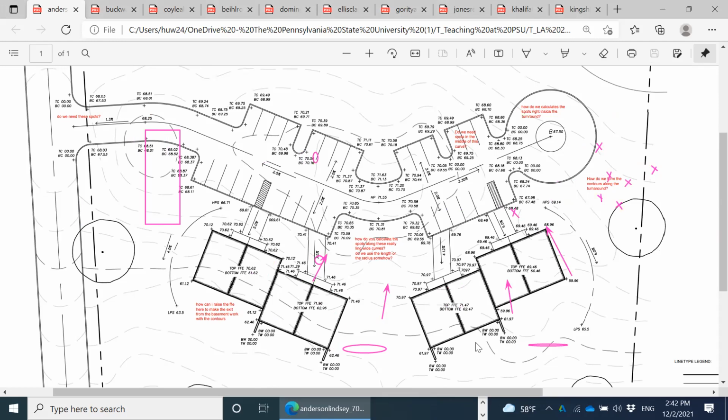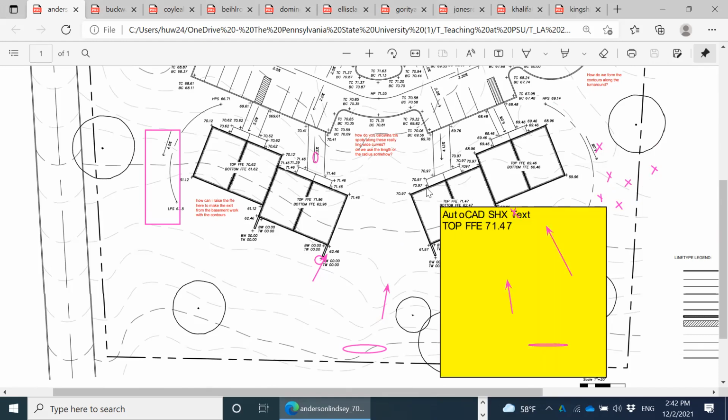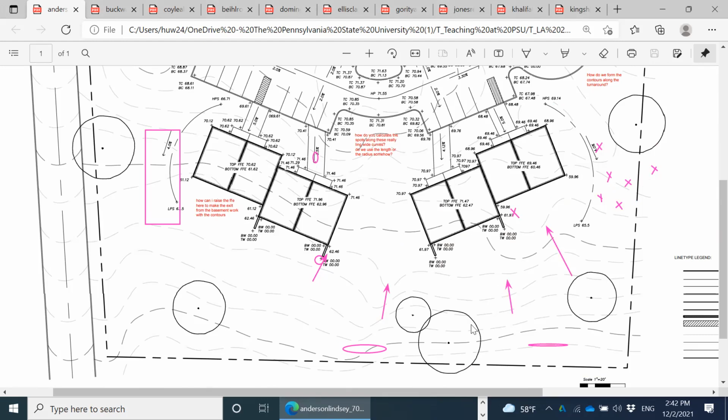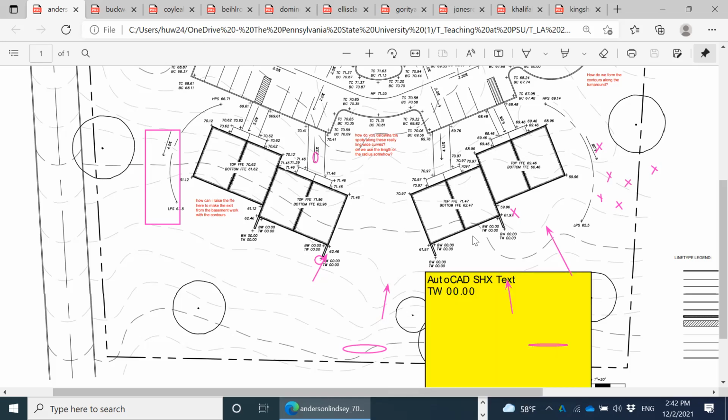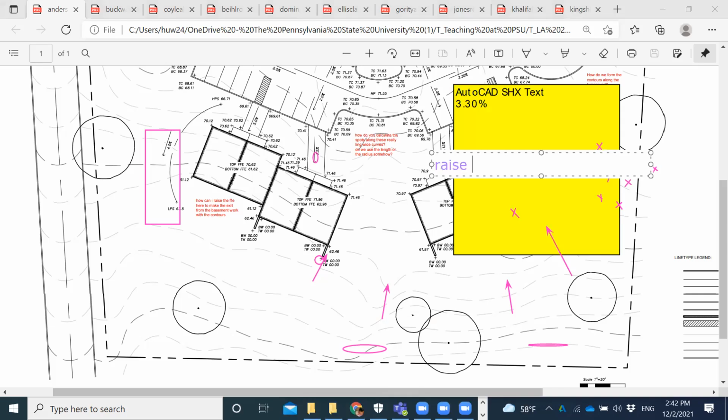So definitely no walkout. This one, 62, 5, 3, 5, 4, 3, 2. Well, I would raise that one too. No, I would raise this one though, because you know the 62 is actually under the tree. Although you can drag this up and make it work, I don't think that's a good solution. So let's raise this one in the middle. Raise FFE at least by 1.